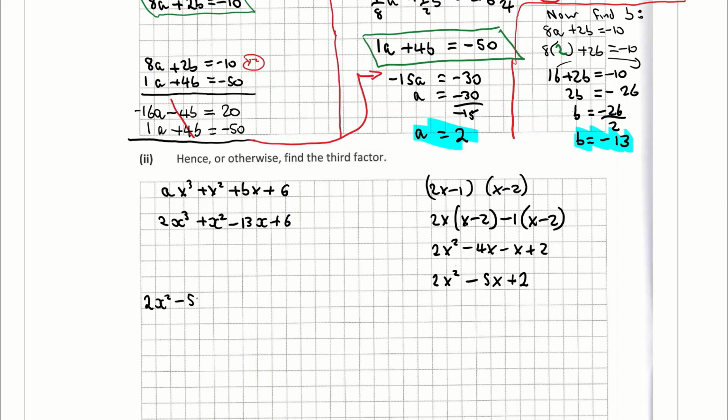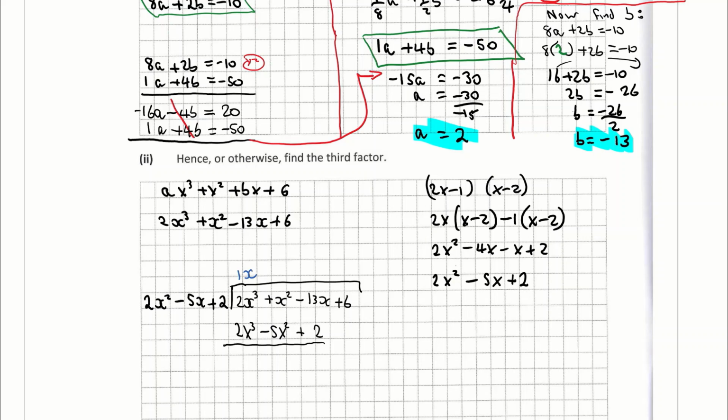Now, like I said, to get my third factor, I'm going to divide that quadratic 2x squared minus 5x plus 2 into 2x cubed plus x squared minus 13x plus 6. So a bit of practice of long division here. So 2x squared into 2x cubed is giving me 1x. I multiply back down that 1x, so 1x by 2x squared is giving me a positive 2x cubed. 1x by minus 5x is giving me minus 5x squared, and 1x by 2 is giving me a positive 2x.